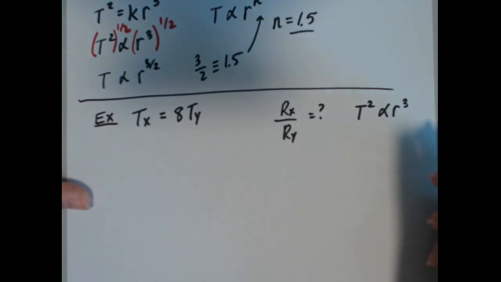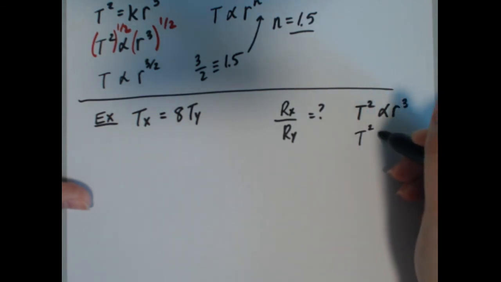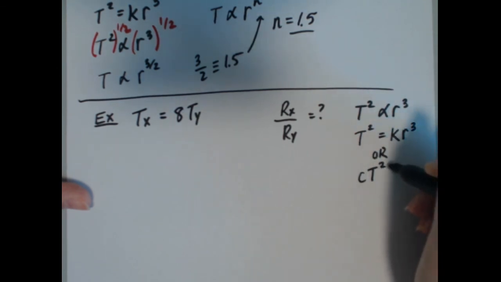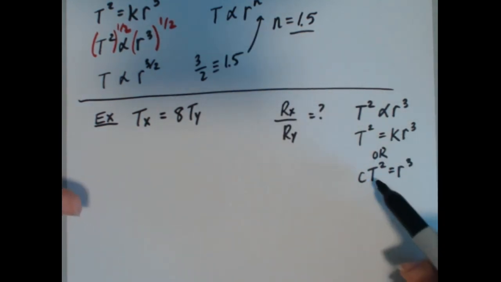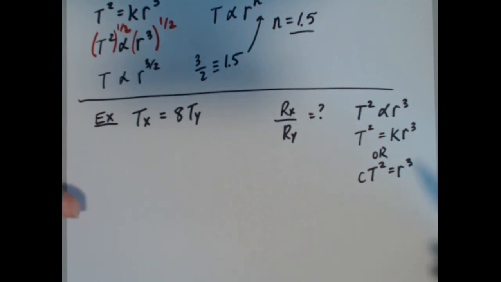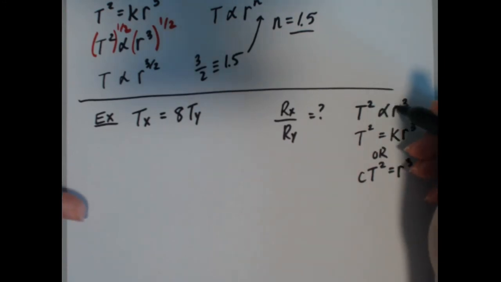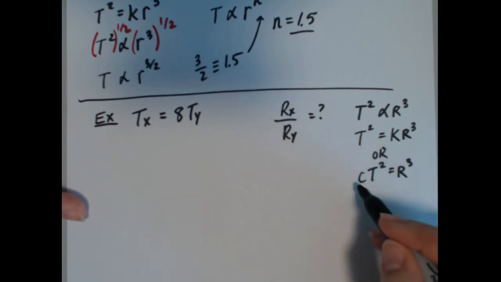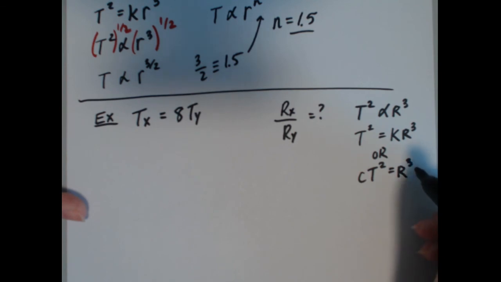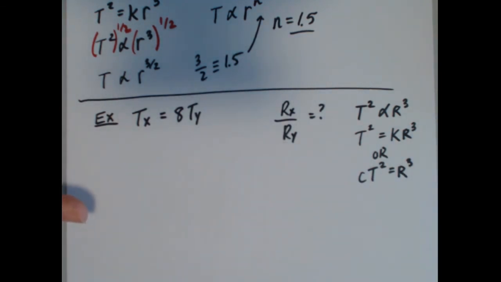Okay, Kepler's Law. So t squared is proportional to r cubed, then t squared is equal to a constant times r cubed, or you can see it as a constant times t squared is equal to r cubed. It doesn't matter which side you put the constant, just keep in mind that they would technically be different constants. Okay, I'm looking for Rx over Ry, so we're using capitals here, so I'm going to just change this to a capital. All right, so we're replacing r. So R cubed is equal to some constant times T squared. So now to get R by itself, we're going to raise both sides to the power of 1 over 3.